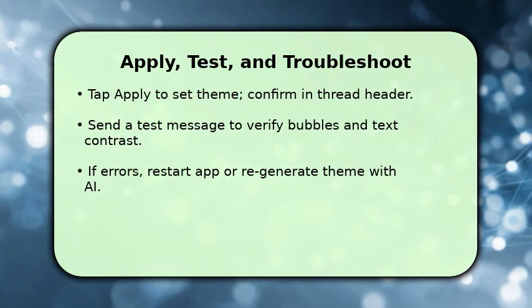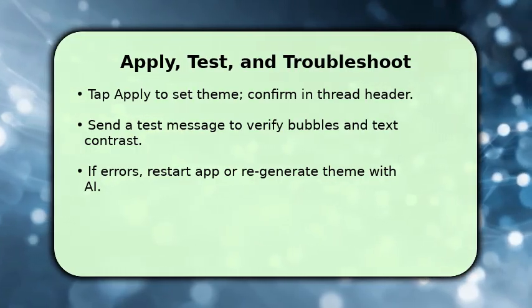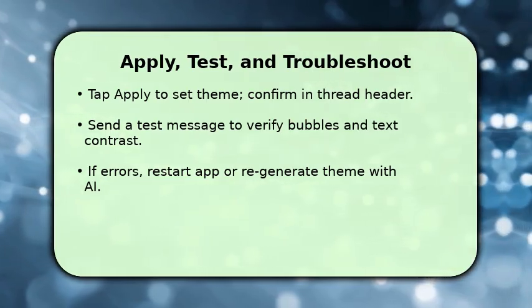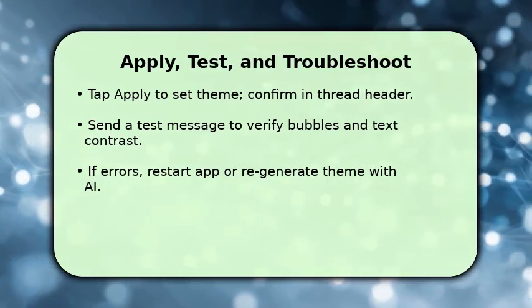Finally, apply the theme and verify it appears in the conversation header and message bubbles. Send a short test message to check text contrast, timestamp visibility, and emoji rendering. You want clear readability across dark and light modes.